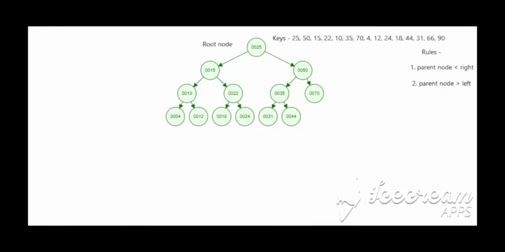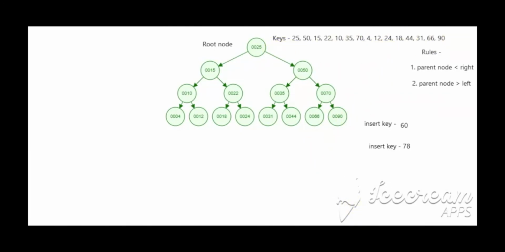Our next element is 66. So 66 will compare with 25 first, greater than 25 go right, greater than 50 go right and less than 70. So 66 will be located on the left of 70. Our last element is 90. 90 will compare with 25, greater than 25 go right, greater than 50 go right and greater than 70 go right. That's why 90 will be located on the right of 70. Here we created a binary search tree from these keys.